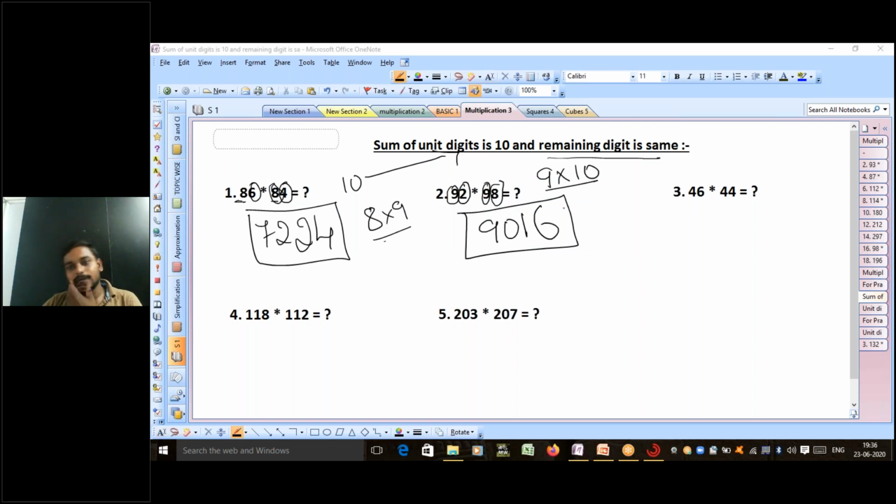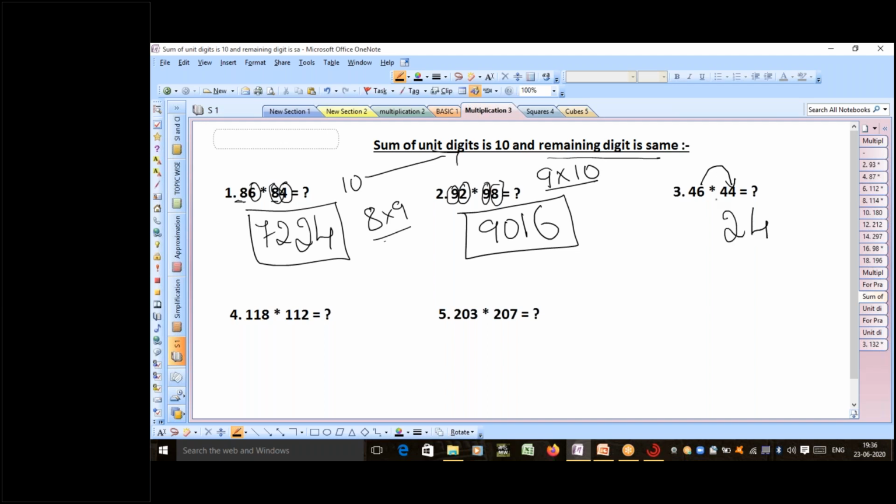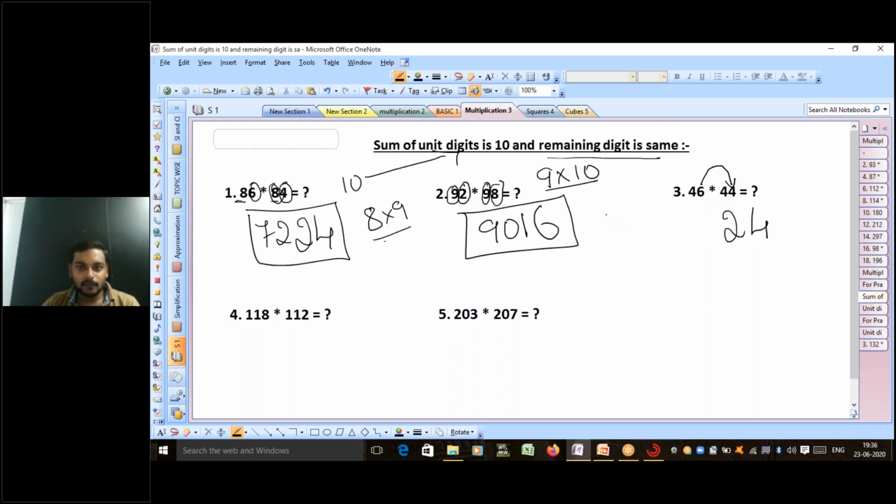Here we have the number 46 multiplied with 44. Here also the sum of unit digits is 10. 6 plus 4 is equal to 10. We have to multiply those numbers. 6 4s are 24. Good. Then take any one number in the 10th place. 4 multiplied with the next number, that is 5. 4 5s are 20. So the answer is 2024. Got my point? Okay.